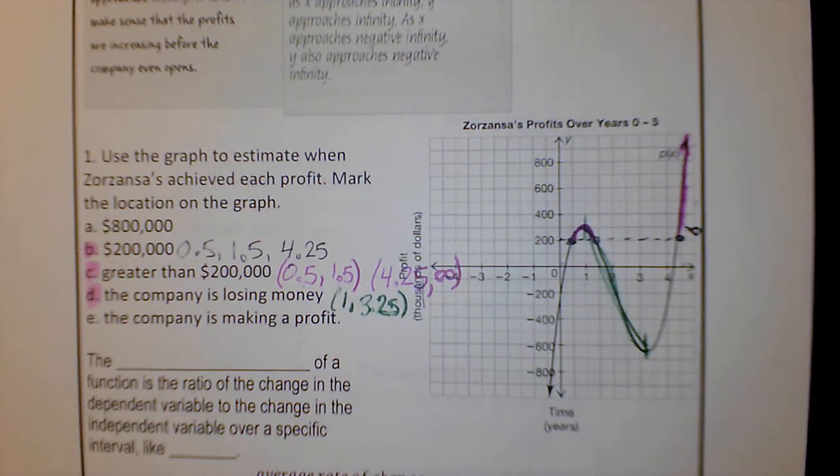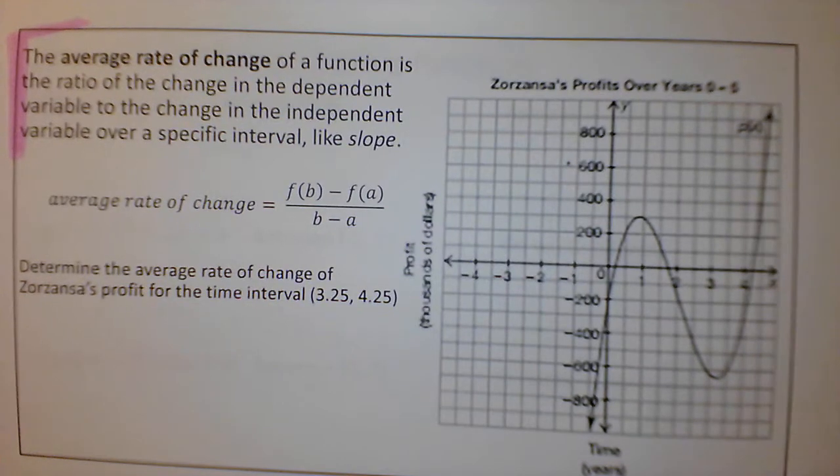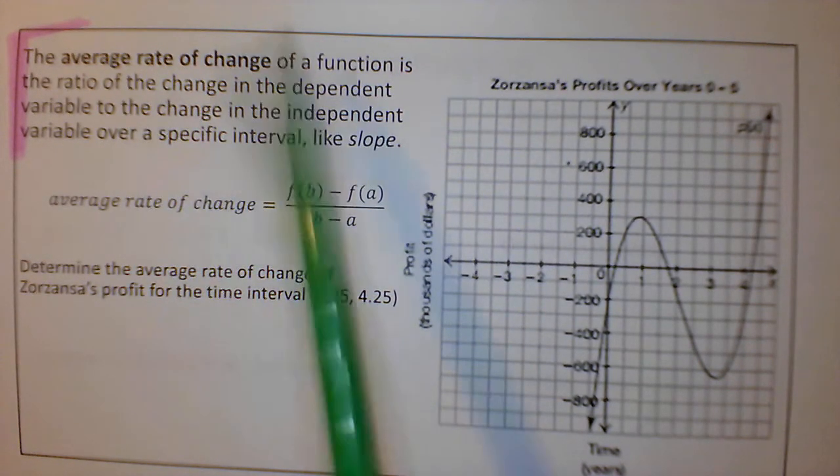Okay, please make sure that you've answered A through E. If you haven't, pause the video and take some time to do that. And we're going to move on to the second part of our objective, which is average rate of change. So here are our notes. This is straight from the PowerPoint. In your notes, you've got a blank space for average rate of change.